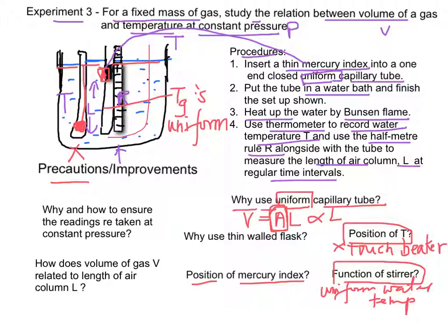For this reason, how does the volume of gas inside the air column relate to the length of air column L? Obviously, volume is proportional to length.